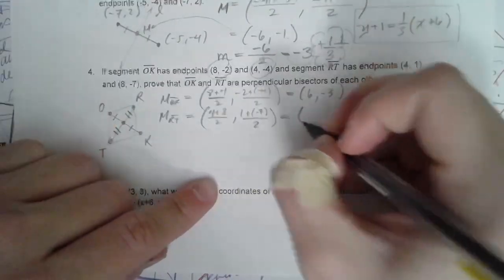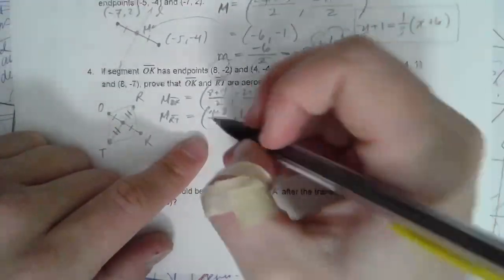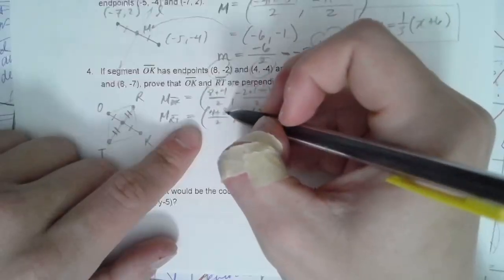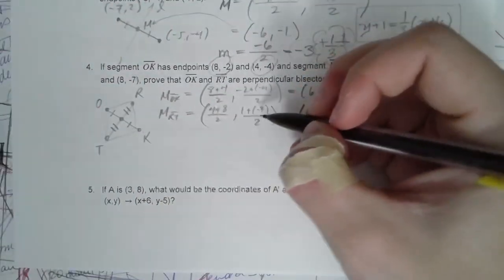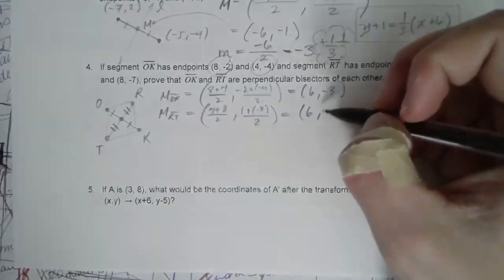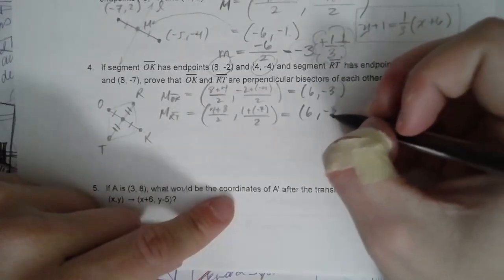Sorry, I thought I just made a mistake there. My brain was telling me I made a mistake. Okay, so here we have 4 plus 8 divided by 2. That's also 6. And then sure enough, 1 plus -7 is -6 divided by 2 is -3.